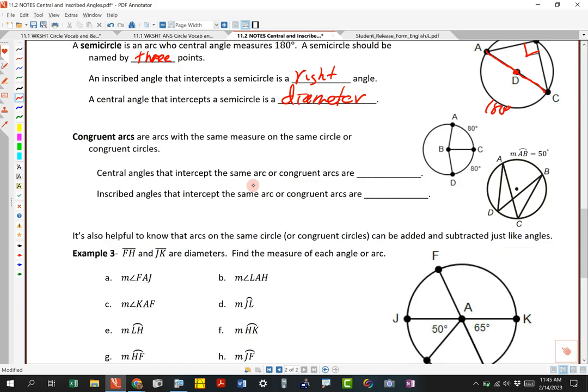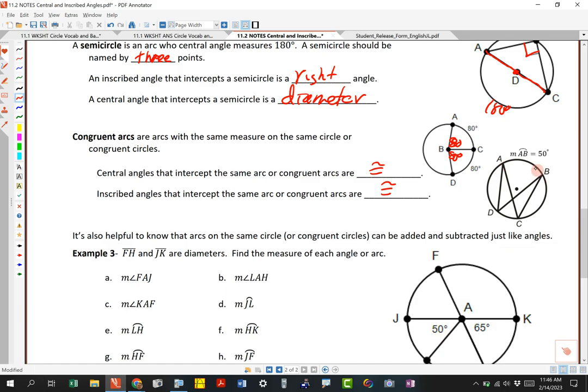Central angles that intersect the same arc or congruent arcs are congruent. Inscribed angles that intersect the same arc or congruent arcs are also congruent. So here's what it means. This is the same circle. If that's 80 and that's 80, this has got to be 80 and this has got to be 80.